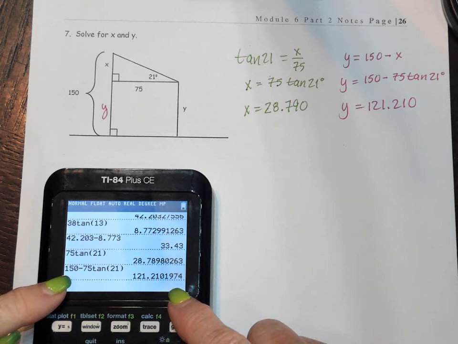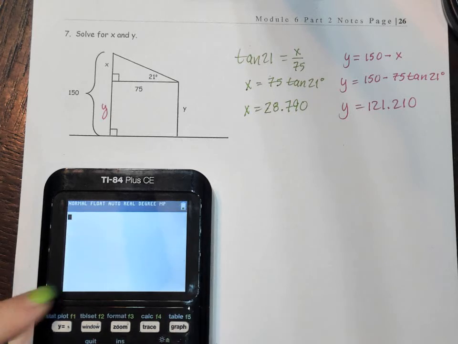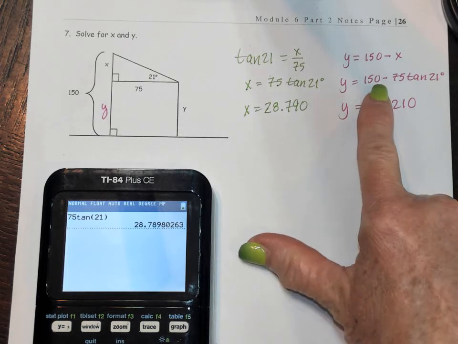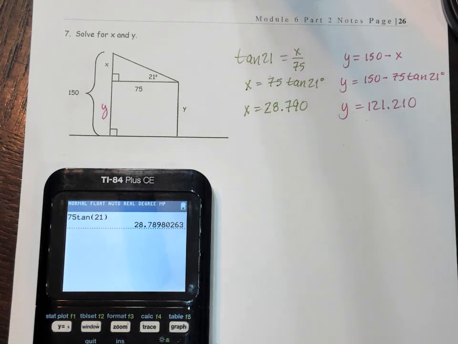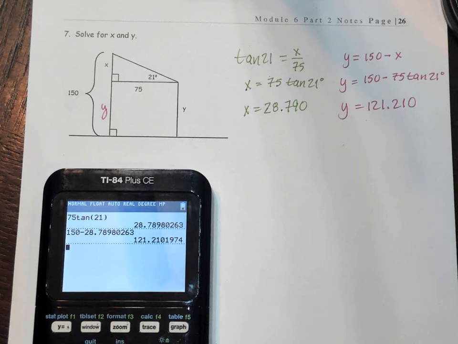Now, the other option, if you didn't want to type that, let me clear things and get that 75 tangent 21 back. And right here at this point, rather than typing that 75 tangent 21 again, you could just do 150 minus, and then arrow back up and grab that answer, and then enter. And there it is. Same thing. Whichever way is easiest for you on your calculator. Again, please don't round off in the middle of the problem. Do not round off in the middle of the problem.